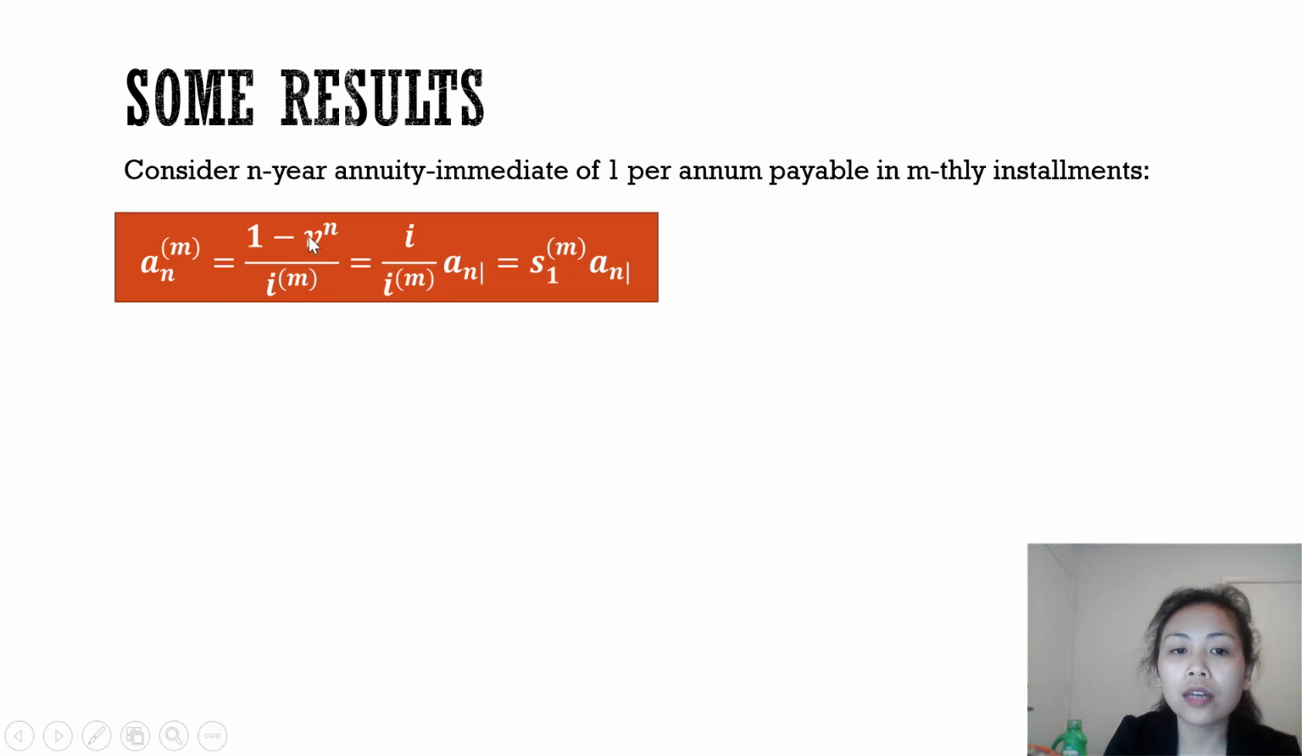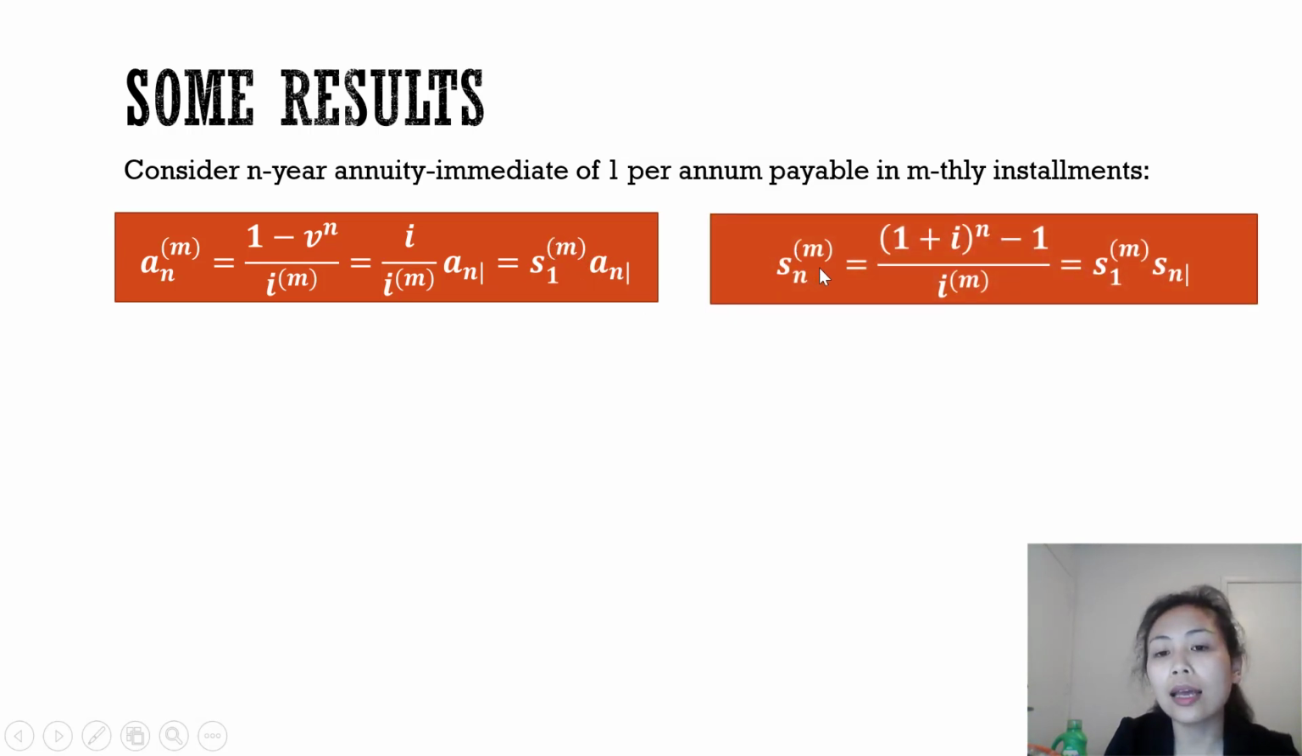And if we divide by i and multiply by i, we have i over i to the top script m times (1 minus v to the n) over i, which is a angle n. This is the present value of an annuity immediate of n payments. And this is basically a 1 with top script m times a angle n, where s angle n top script m is (1 plus i to the n minus 1) over i to the top script m. And this is s 1 with top script m times s angle n.